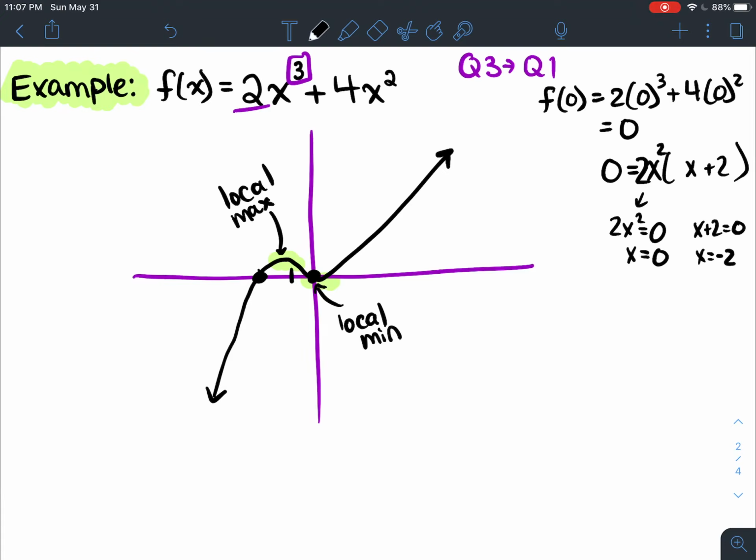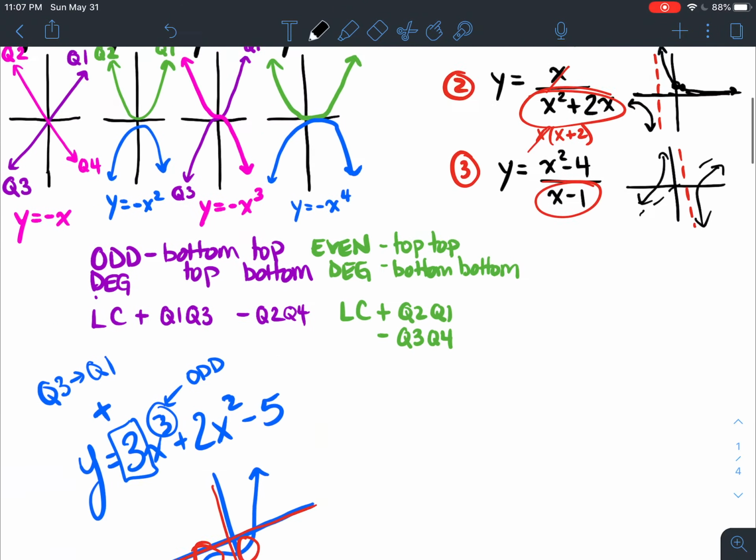So we're going to be able to use derivatives to find those locations. And I'm going to save that for the next video. That was just a crash course in everything graphing.